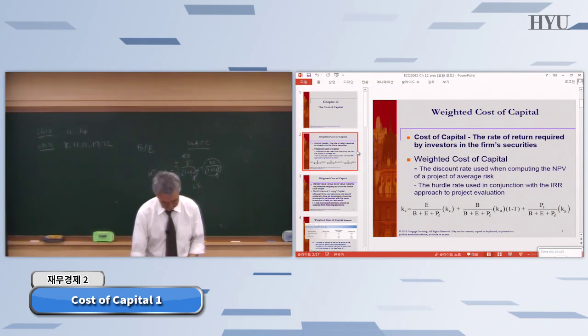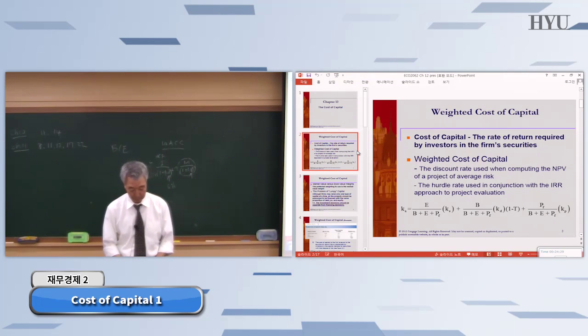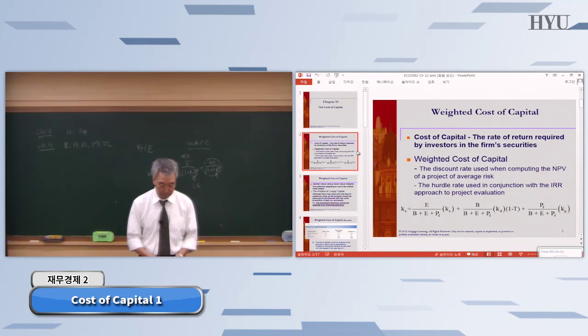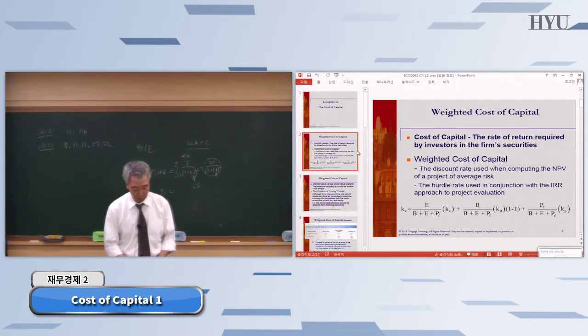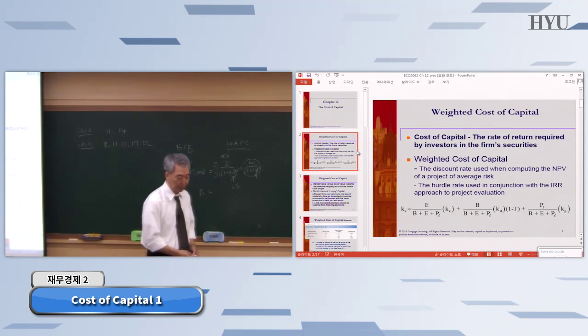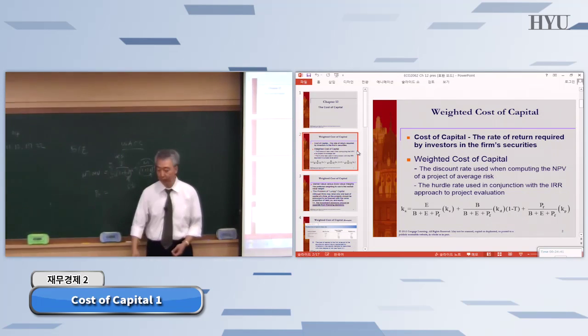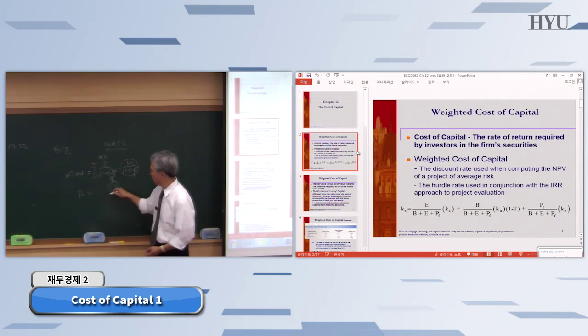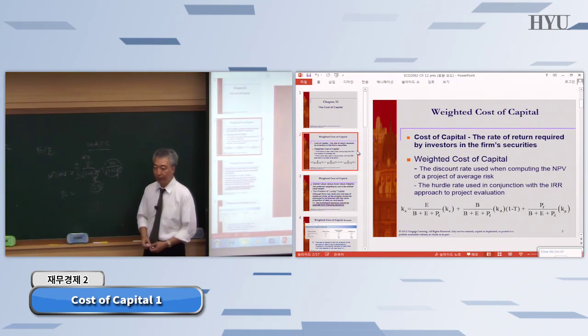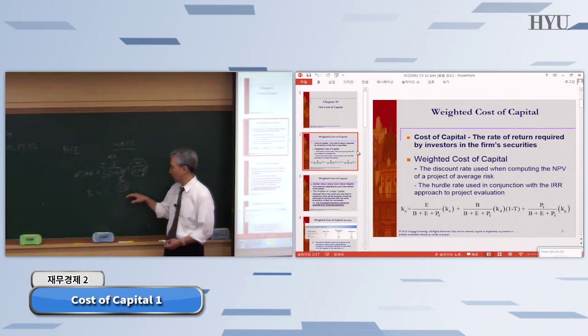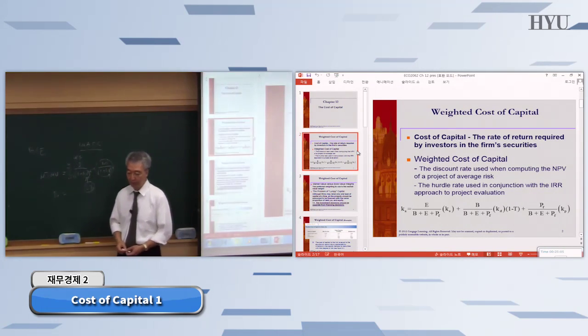So here, it's a hurdle rate when you use the IRR approach. So what we mean by hurdle rate? If you come up with the internal rate of return, the cost of capital has to be lower than that. In other words, this IRR has to exceed that cost of capital. The cost of capital has to be low enough in order to accept that project. Okay?